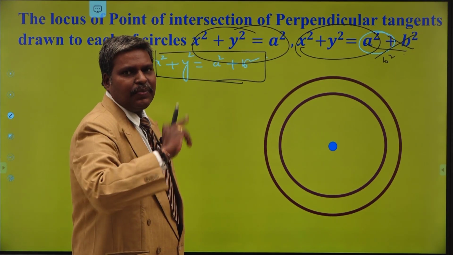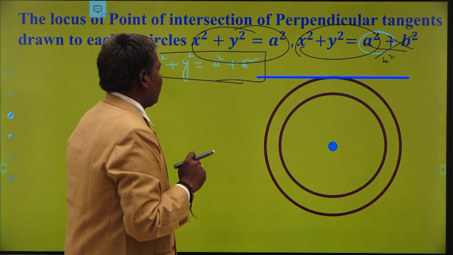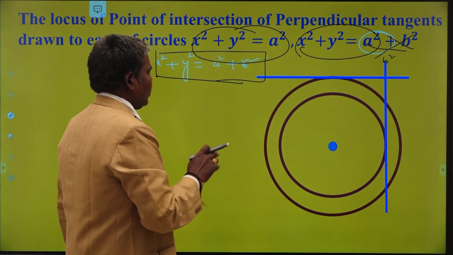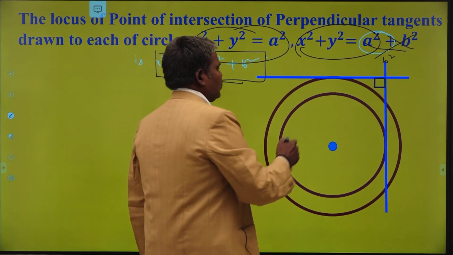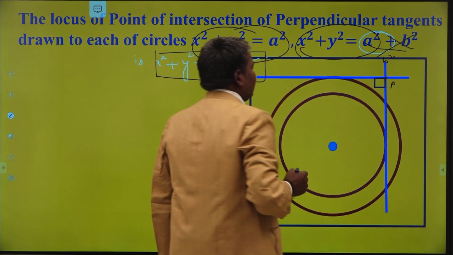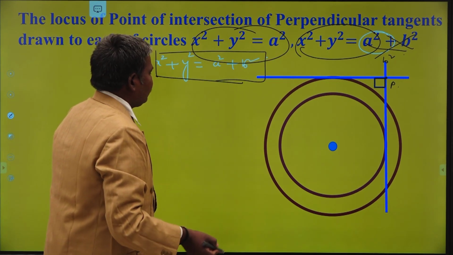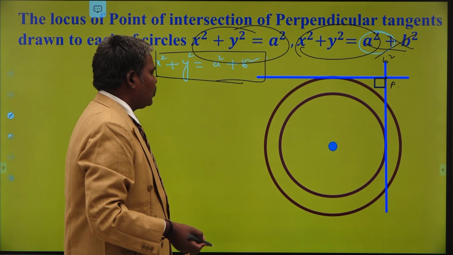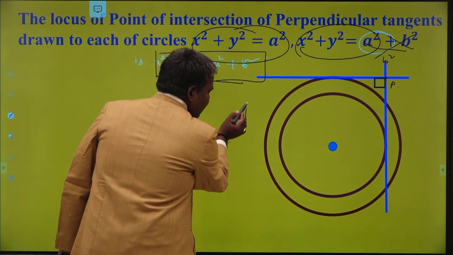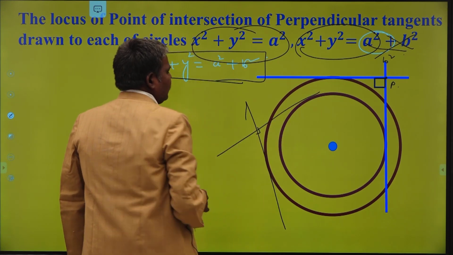The condition is the angle between those two tangents is always what? 90 degrees. See here, this is one tangent drawn to the first circle and this is the other tangent drawn to the second circle. The angle between these two tangents is 90 degrees. You are going to find out the locus of the point P. This is the corresponding diagram. In the same manner you can draw an infinite number of pairs of tangents to both circles, one each, so that the angle between them is 90 degrees.